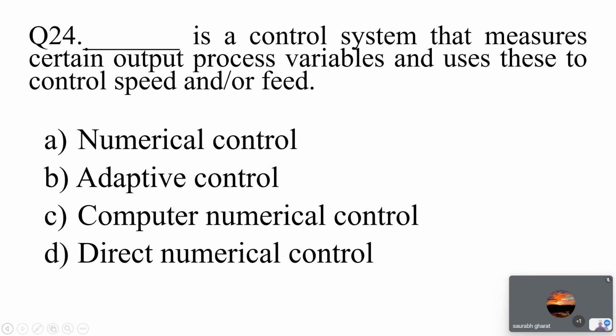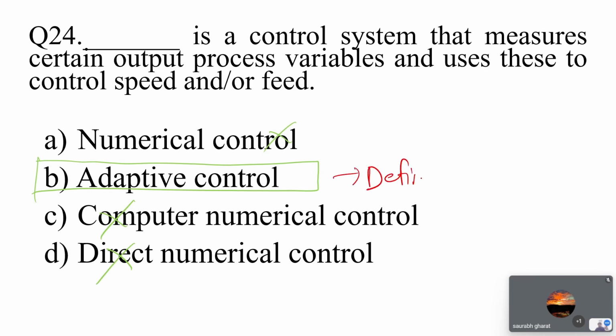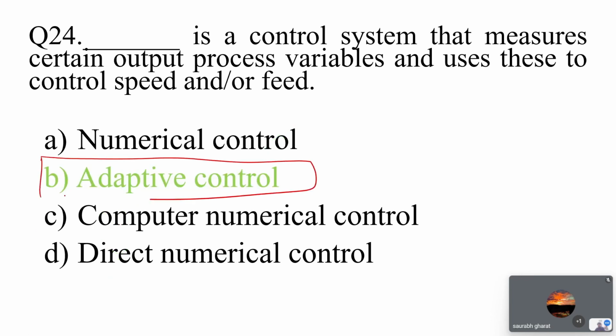Okay, so 24. Dash is a control system that measures a certain output process variable and uses this to control speed. So numerical control is the wrong answer. Computer numerical control is the wrong answer. Direct temperature control is also wrong. So only adaptive control is correct, it is actually the definition of adaptive control. Okay, so adaptive control is the correct answer. It measures a certain output process variable and uses it to control the speed. So this is really adaptive.